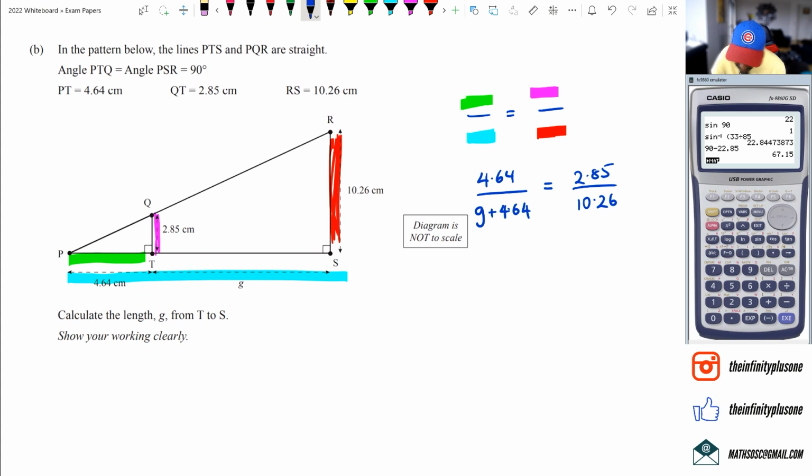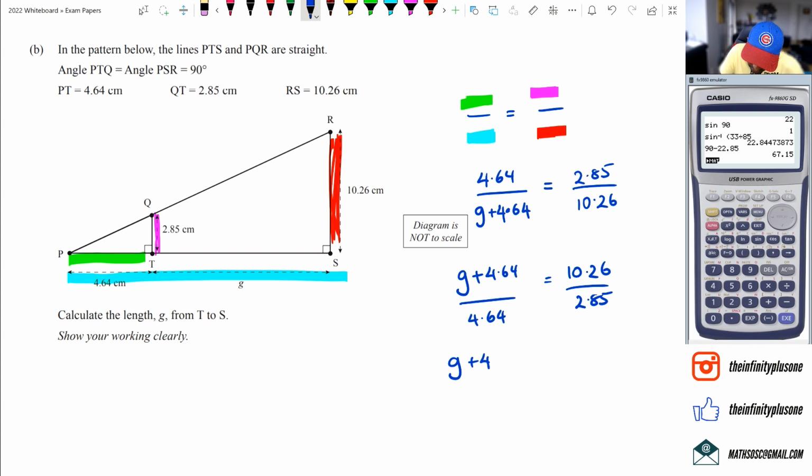Now you might be thinking there, how am I gonna solve this when G is at the bottom, right? Now the beauty about a fraction equal to another fraction is that when it's just one single fraction equal to one single fraction, you can flip it. So in this case, I'm just gonna flip this as G plus 4.64 divided by 4.64 equals 10.26 divided by 2.85. Now at this point, I've got to cross multiply. So I've got G plus 4.64 equals 10.26 over 2.85 multiplied by 4.64.